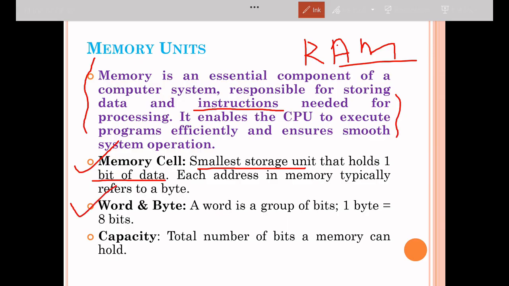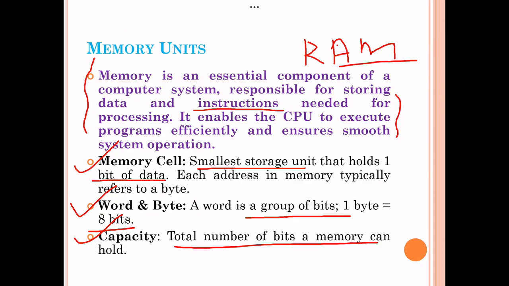Second, this is also very important: word or byte. What is the meaning of this? A word is a group of bits. The group of bits is called a word, or you can say 1 byte is equal to 8 bits. And third, what is the meaning of capacity? Capacity means the total number of bits a memory can hold.